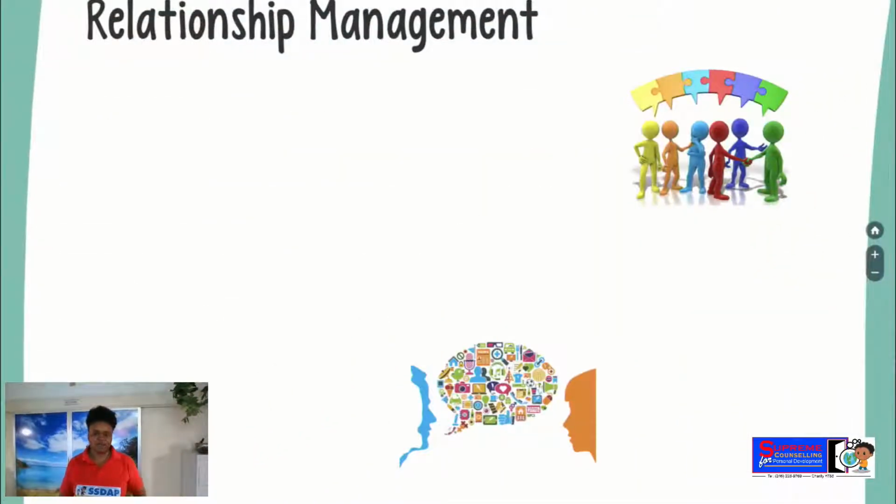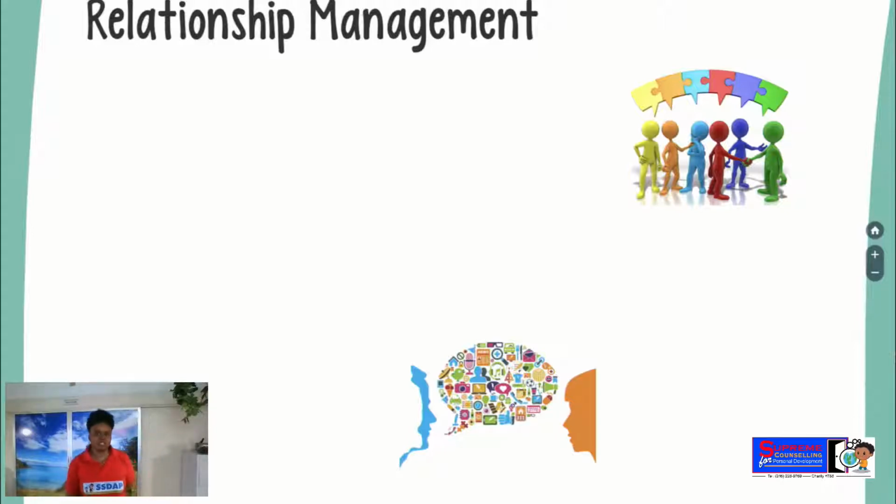So we're moving on now to figuring out this relationship management thing. So I want Jaden to tell me, just seeing the words relationship management, what do you think of? Relationship management. Managing emotions together with someone. Managing emotions with someone. Very good.